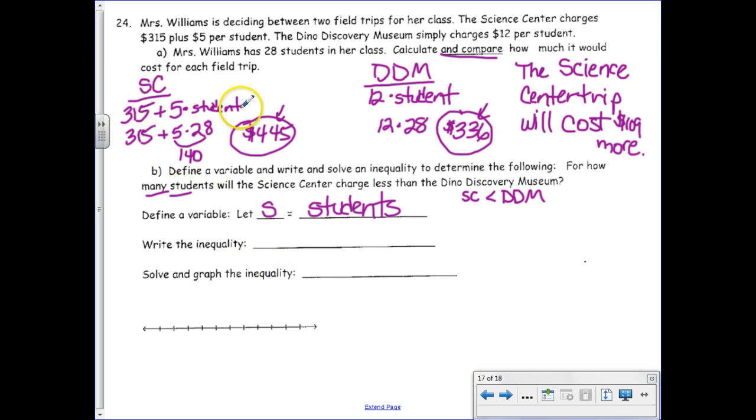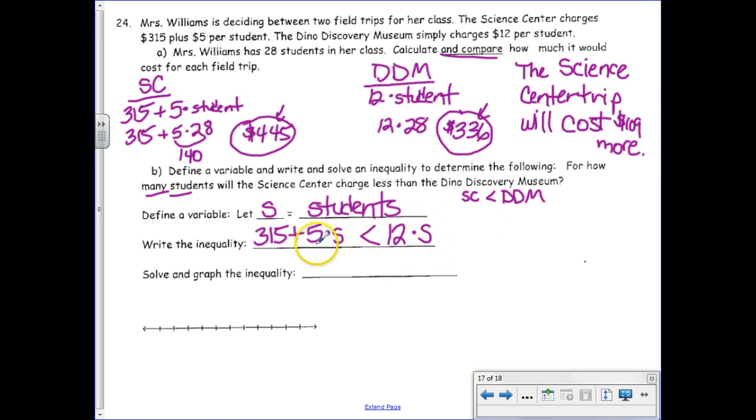So notice what my pattern was. It was $315 plus $5 times however many students I've got. Okay? It's not 28 now. That was Part A. I'm trying to find my break point. When is this going to be less than 12 times my number of students? That's how I was calculating my charges for the Dino Discovery Museum. Okay? Write the inequality. Now we got to solve it.